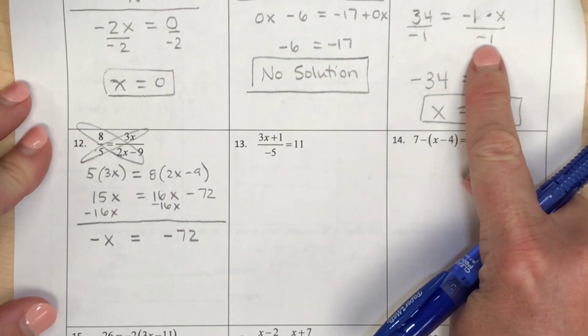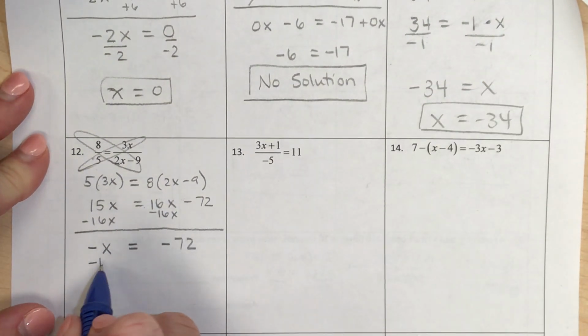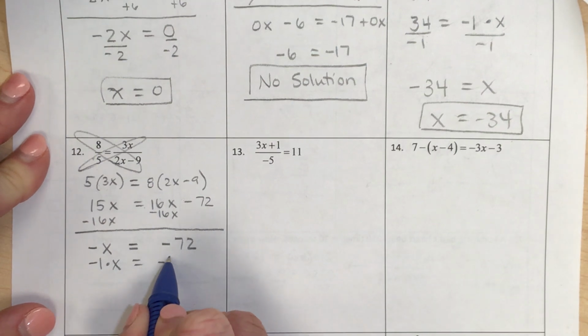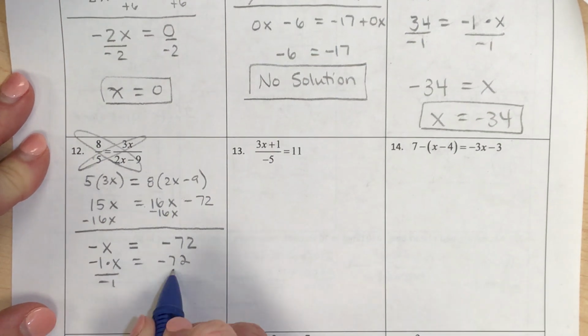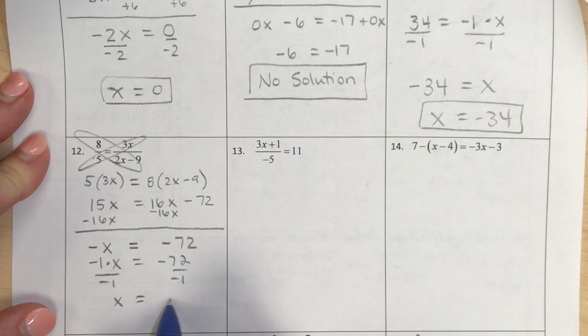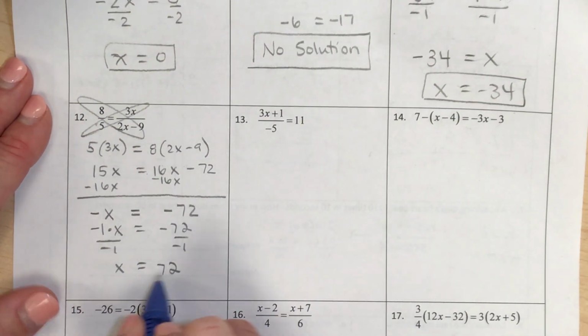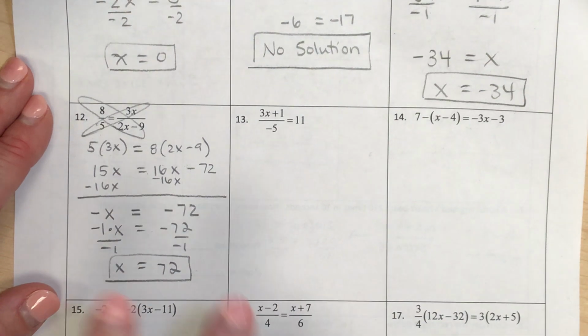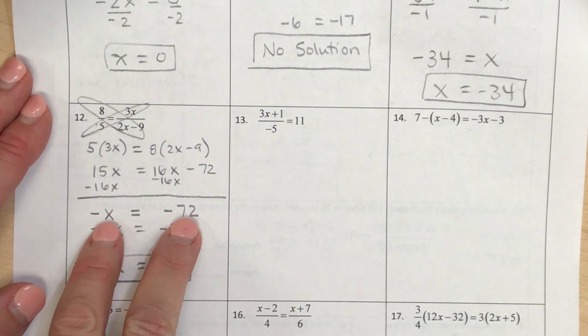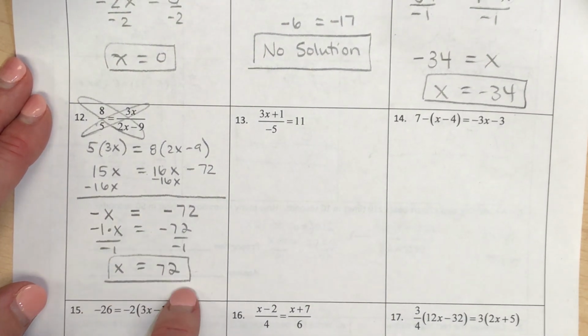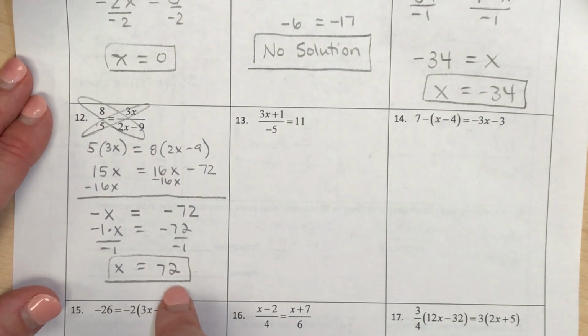Now again, kind of like what I did up here, this means negative 1 times x is equal to negative 72. So we're going to divide by negative 1 on both sides of the equal sign. Negative divided by negative means this is going to become positive 72. Or you could just kind of think like flip your signs. So if you need a positive x, this side needs to also be flipped as well.